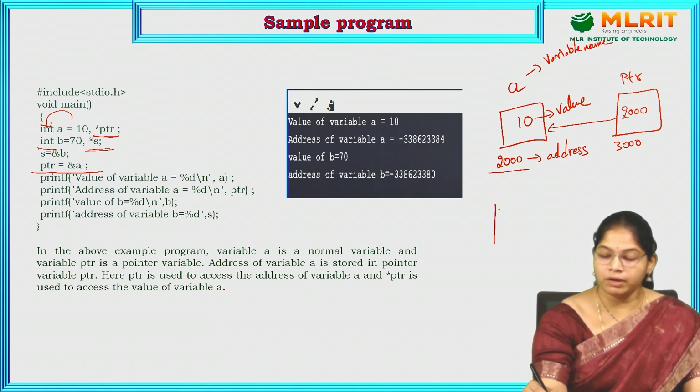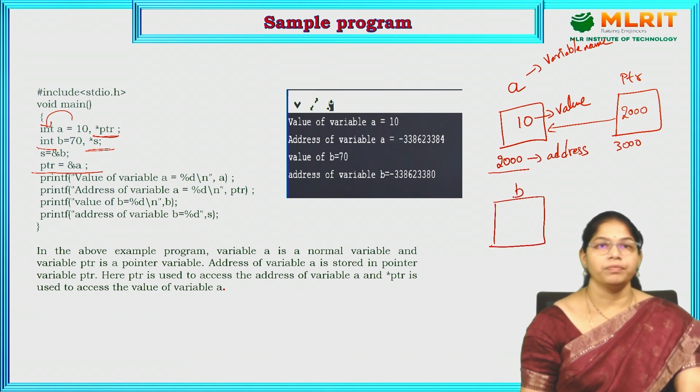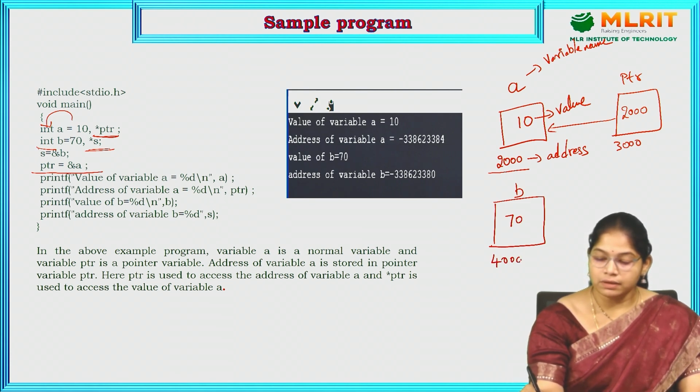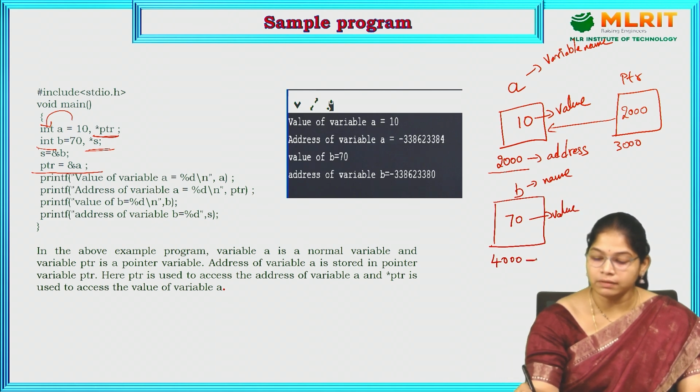B is a normal variable like A. So here we have a B which is holding the value 70. Let us suppose the address of this variable is 4000. So this is the name of the variable, this is the value which that variable is holding, and this is the address where the variable is located.